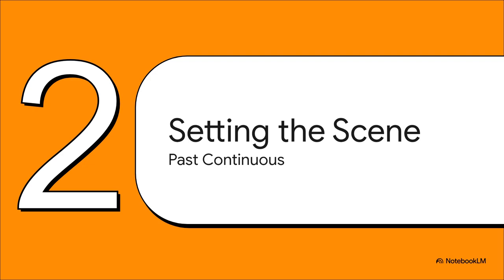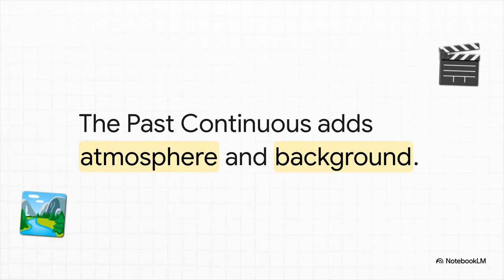But a really good story isn't just a list of events, right? It needs some atmosphere, some feeling. So let's grab our next tool and add another layer on top of our foundation. This is the past continuous. So if the past simple is what happened, the past continuous is what was happening in the background while your story was unfolding. It's how you paint a picture and set the mood for whoever's listening.